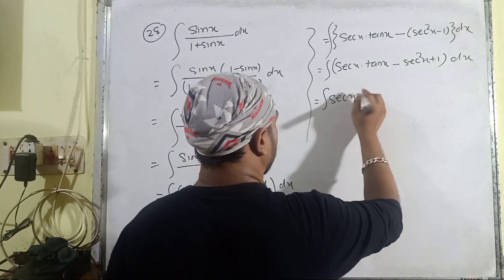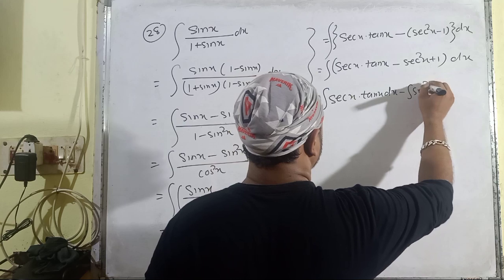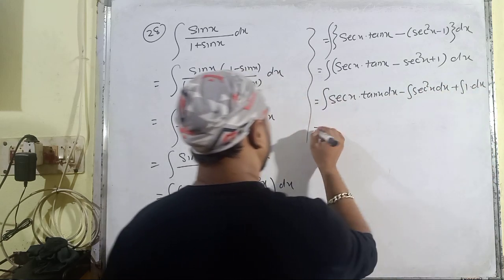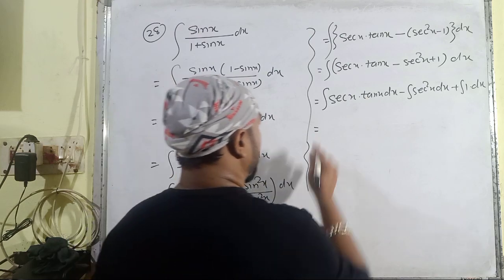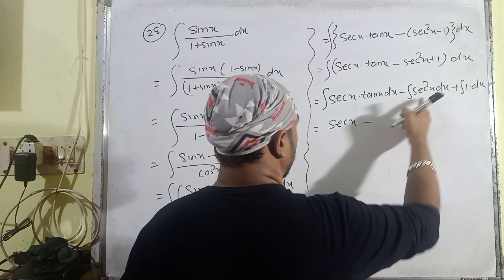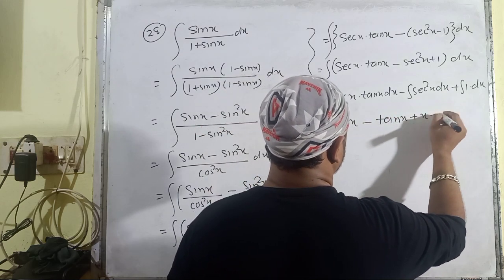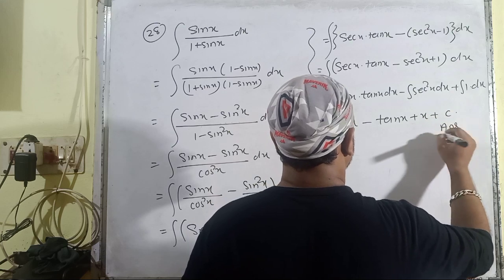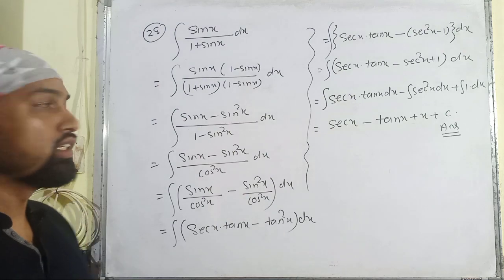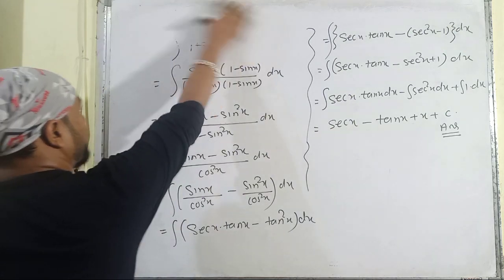Integral of sec x multiplied with tan x dx minus integral of sec square x dx plus integral of 1 dx. Integral of sec x into tan x dx, it is sec x, minus integral of sec square x, it is tan x, plus x plus any constant c, and this will be the answer for the problem number 28. Then moving to the problem number 29 and onwards.